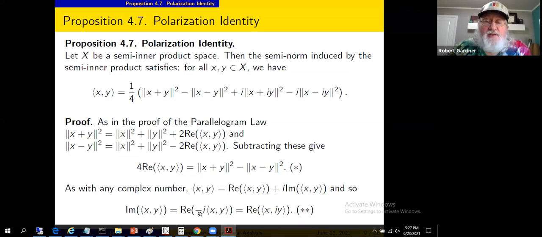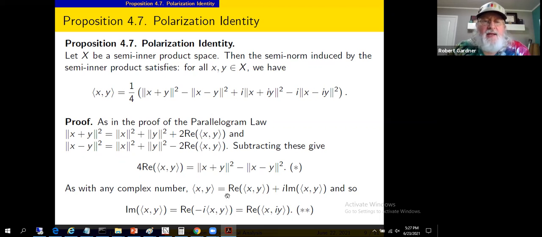Now let's take this, that scalar goes inside. Let's put it in the second entry. It would go into the second entry, the second variable, as an i. Remember, we've got conjugate linearity in the second variable. So the i would come out with a conjugate, and the conjugate of i is negative i. So that's the proper manipulation. Let's label that with a double asterisk.